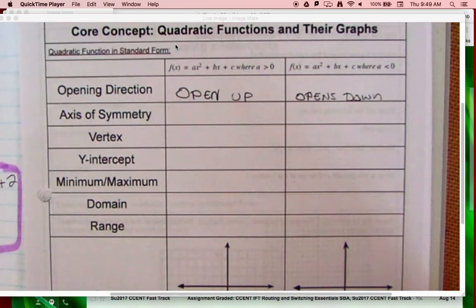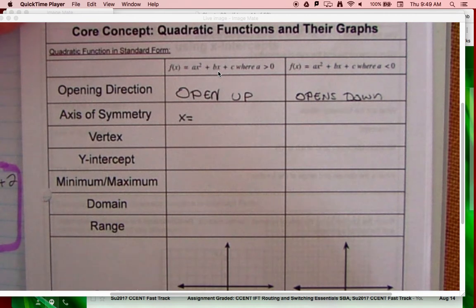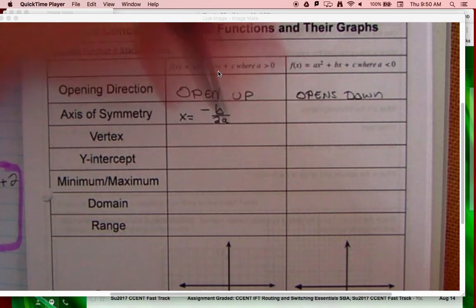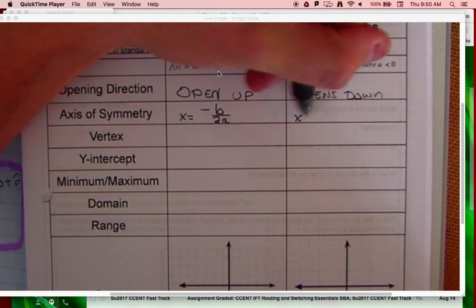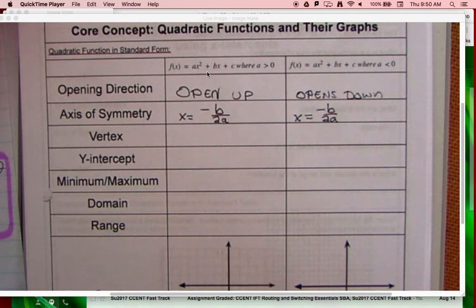To find the axis of symmetry, we talked about looking at the graph and finding the axis of symmetry. You can actually do it without graphing. Remember, it's going to be a vertical line, so it has an x equals. What we need to do is take this formula right here, minus b divided by 2 times a. And that's true for both of them. X equals minus b over 2 times a. Now, where do a and b come from? They come from the standard form of the function right here. There's your a, there's your b. A is always attached to the x squared, b is always attached to the x term.